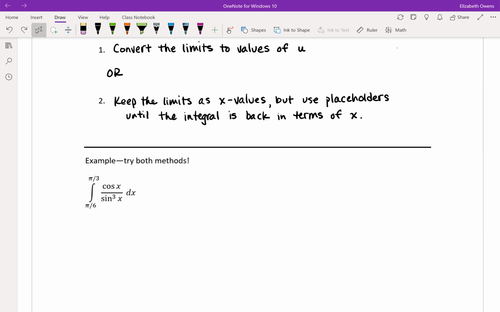Here's our definite integral. It's the integral from pi over 6 to pi over 3 of the function cosine x over sine cubed x dx. First things first, we definitely need a u sub on this. There's not really another way to handle this integral. So we need to choose a u. Think back to our methods from the last section and try to think about what a good choice for u would be here.